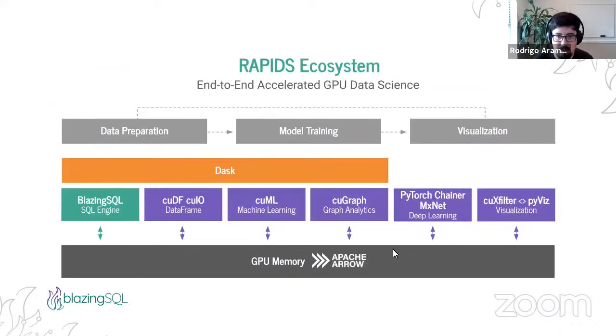Real fast, like I was mentioning, there's the SQL engine, there's cuDF, which is the data frame, there's machine learning, and graph analytics. It plugs in with a variety of other technologies. What Tom's basically going to go over is these first two libraries, Blazing SQL and cuDF, and how you can get started with the ecosystem. So with that, Tom, I think it's your turn to start sharing.